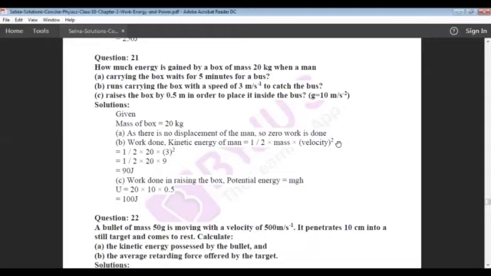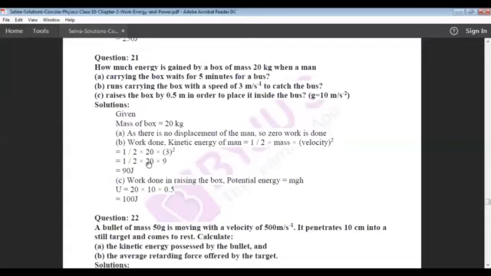See here, he is just holding the box and there is no displacement of the man. So the work done will be 0. Second one, he runs carrying the box with a speed of 3 meter per second. So work done will be equal to kinetic energy of that particular man. So it will be half mv square. So if you substitute the values, half into mass is how much? Mass of the box is 20 kg and velocity is 3 meter per second. So if you substitute the value, you're going to get the work done as 90 joule.